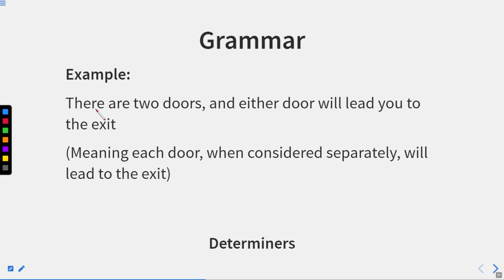For example, there are two doors and either door will lead you to the exit. It means there are two doors. If you go through this door, this will make you exit. And if you go by this door, this will also make you exit. But you can go by only one at one time. If you are going by this, you will not go by this. And if you are going by this, you will not go by this. But both the doors are similar, that if you go with any of these, they will make you exit. Meaning each door, when considered separately, will lead to the exit.